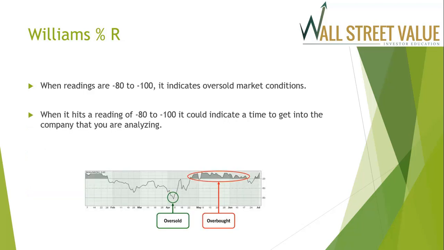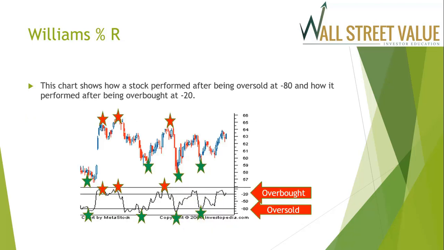When the readings are negative 80 to negative 100, this indicates oversold market conditions. When it hits readings of negative 80 to negative 100, it could indicate a time to get into a company that you're analyzing or do a bullish trade. This chart shows how a stock performed after being oversold at negative 80 and how it performed after being overbought at negative 20. So what we see right here, the stock was very oversold.